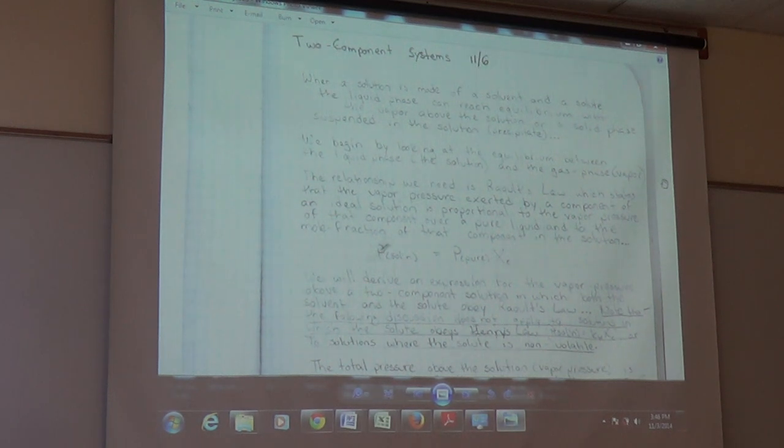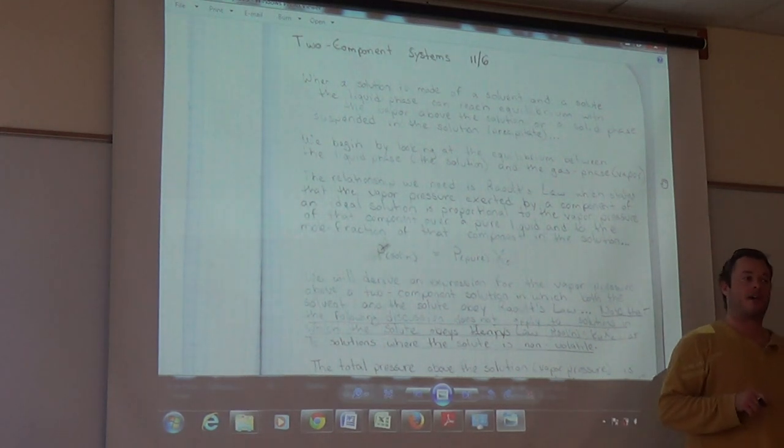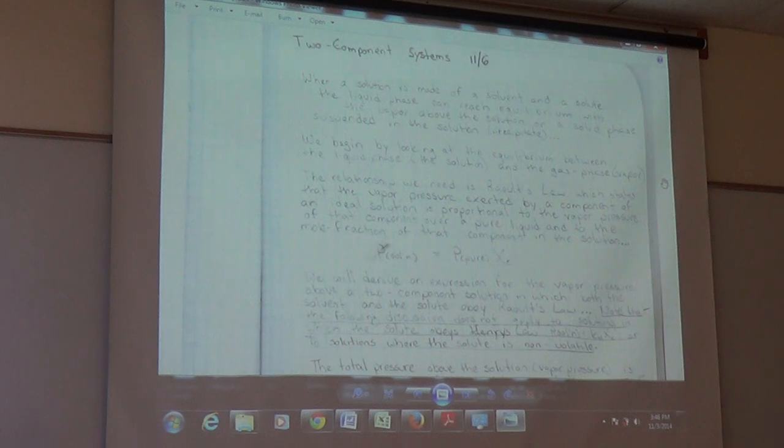It's possible to not have a system where both components exist in the vapor phase. There are non-volatile solutes, which are bound so tightly to the liquid phase that they never enter the gas phase at all. In a system like that, the solvent will exist in the vapor, but the solute will stay bound to the liquid. That is not the kind of system we're talking about right now. We're talking about a system where both the solvent and the solute exist in the vapor above the solution, and both obey Raoult's law.